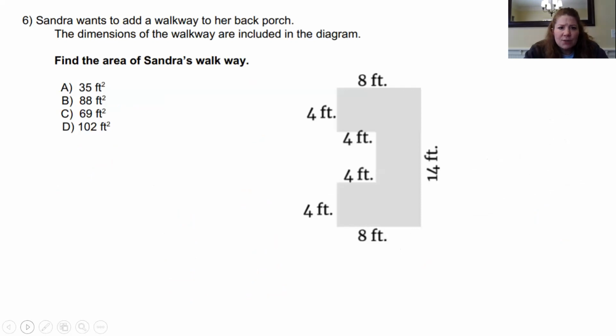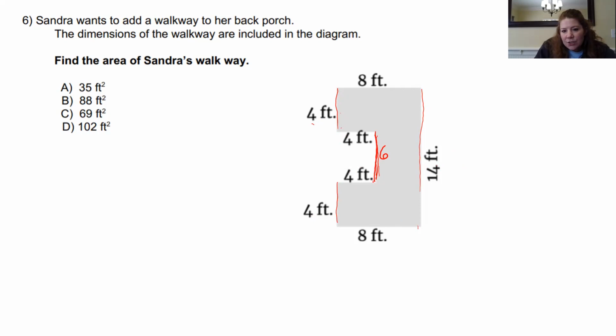All right, Sandra wants to add a walkway to her back porch. These are the dimensions of the walkway. First of all, I'm given every length except for this side right here. If this whole length is 14, that means this length plus this length plus this length must also equal 14, right? So I know 4 plus 4 is 8. If these are 8, 8 plus what is 14? That means this length right here is 6, because these three sides have to equal the same as this long side. I hope that makes sense.